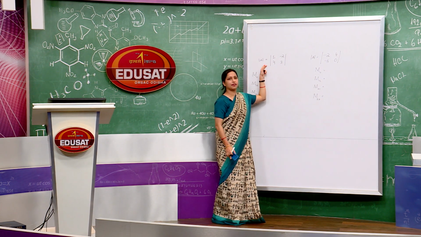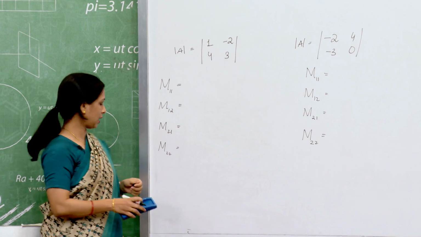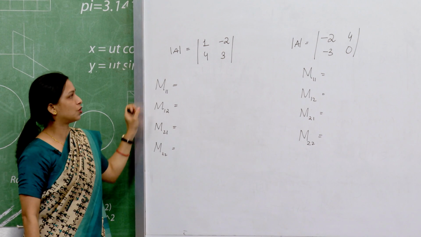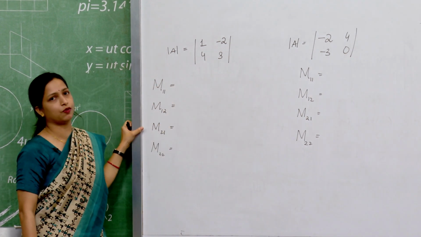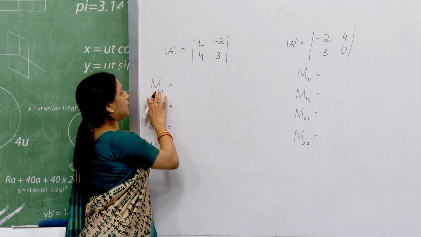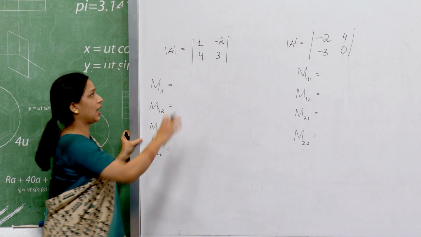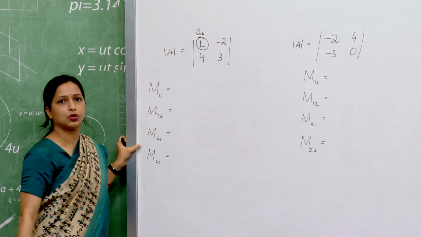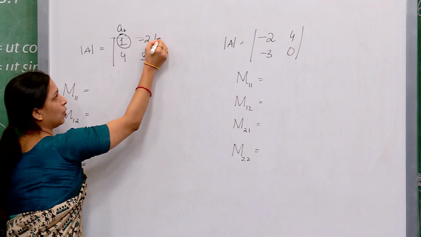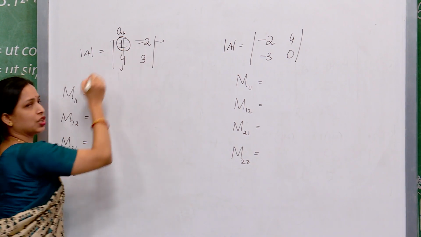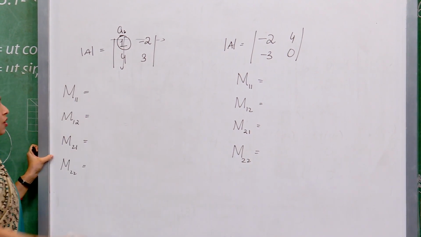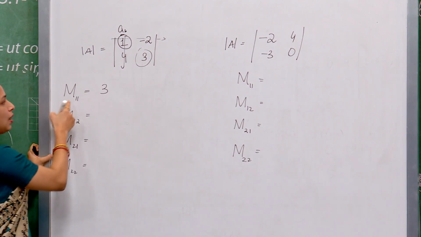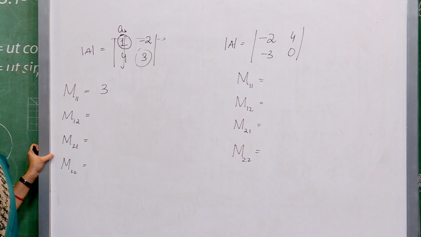Now, for example, if I take this order 2 determinant and I have to find out the minors of this determinant, there are 4 elements, so there have to be 4 minors, right. Now, the minor of A11, here this is A11. So what do I do? I delete the row and the column in which the element exists. What is the resultant? That is the minor. So, M11 is 3, right.